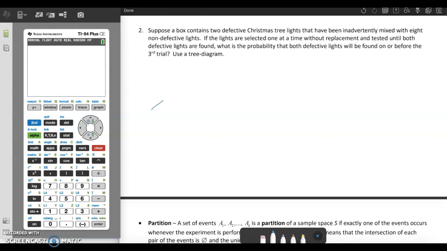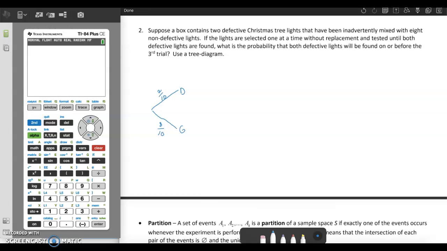But let's see, our first branches, when we start here, we're either going to choose a defective or a good bulb. So that's why I'm going to label my branches D for defective and G for good. Now, it says there are 2 defective lights mixed in with 8 non-defective. So there's a 2 out of 10 probability that I'm going to choose a defective one, and an 8 out of 10 probability that I'm going to choose a good one. And in a situation like this, I would recommend not reducing those so that you can use those as you move on. So leave them in their unreduced form.